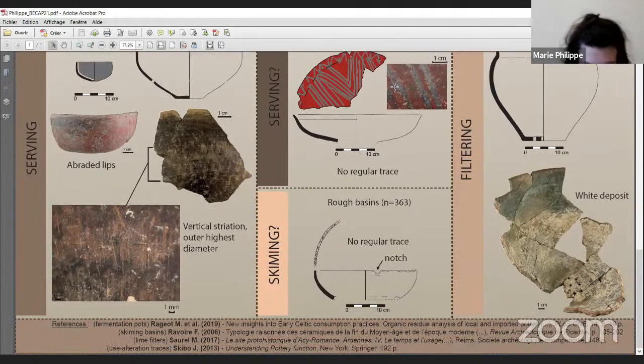These few examples show the links between several facets of ceramics. There are still a lot of questions. For example, specific storage vessels are missing. But this is a small step in the understanding of pottery production and function linked to dietary behaviors. Thank you for your attention.